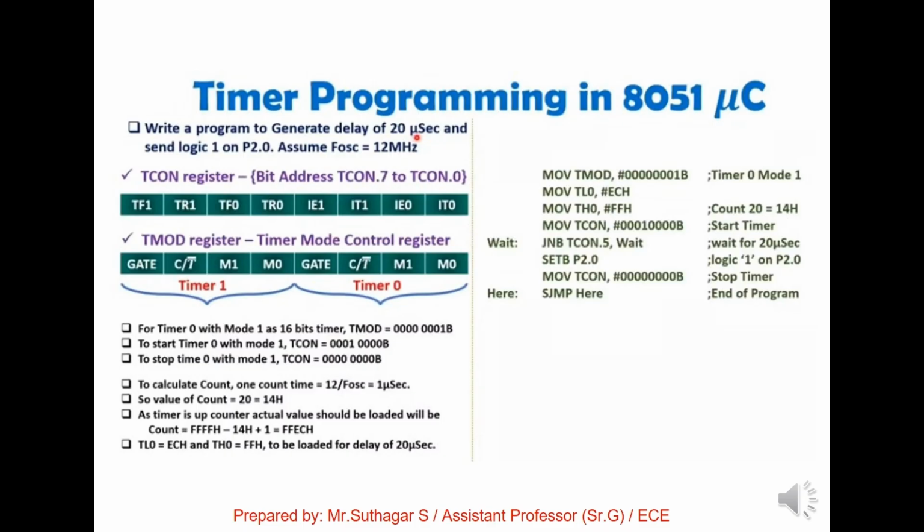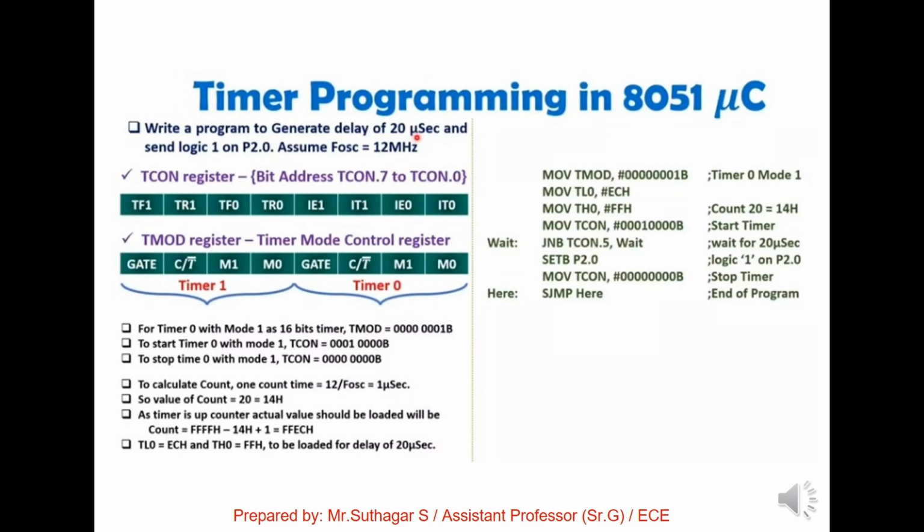And to start the timer 0 with mode 1, the TR0 bit will be made 1 and the remaining bits will be 0. To stop timer 0 with mode 1, TR0 will be made 0. So 4 zeros followed by 4 zeros, which is bit addressable.